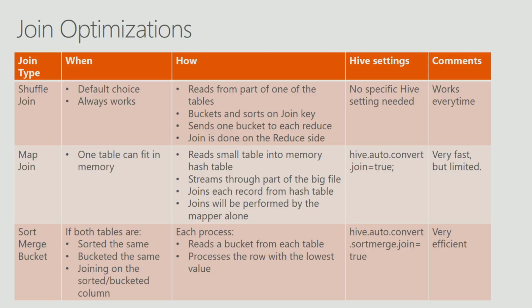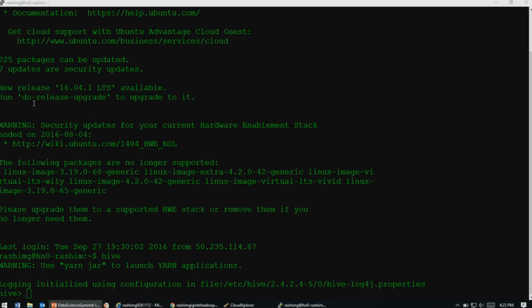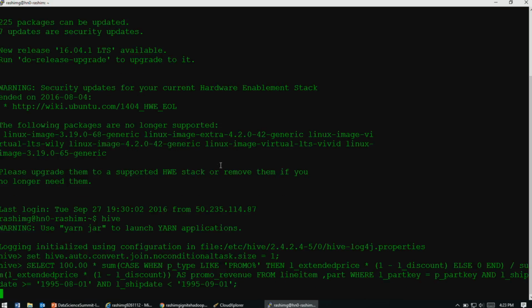The third one is also very efficient, which is the sort merge bucket. If you have two tables, both sorted and bucketed on the same column, you can use this. And it's very efficient and very fast. Again, the downside is you have to do a lot of work to prepare the data. Right? So these are the three joins. And now let's focus on one of them. I'm going to show you the difference between map join and shuffle join. Before I start, I'm just going to run my query while I explain the theory, because this takes a few minutes to run. Okay, my query is running, and I'll come back and explain.